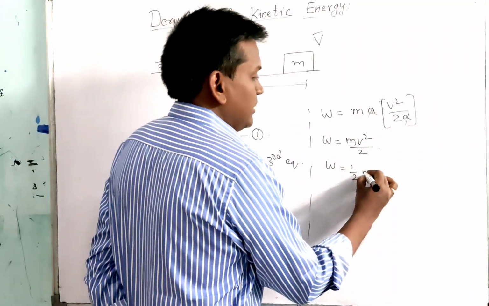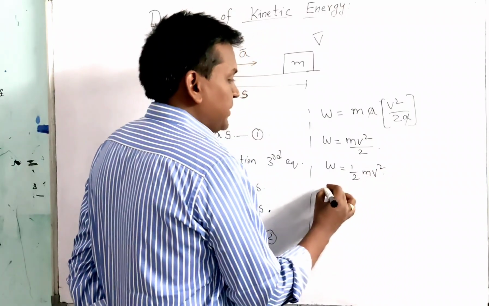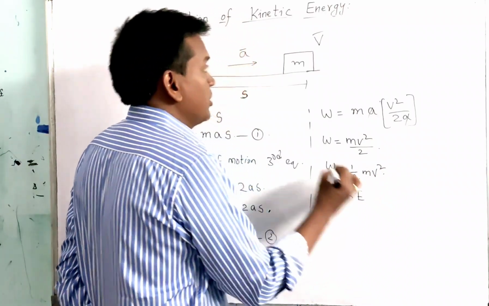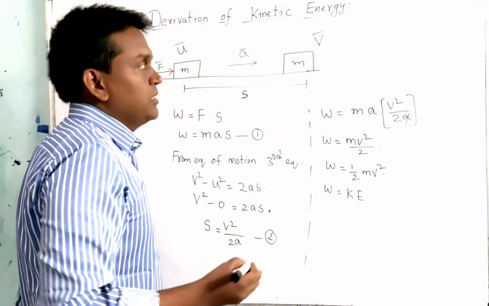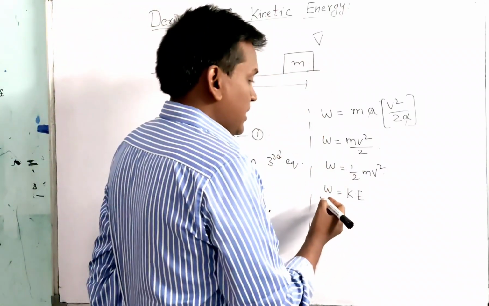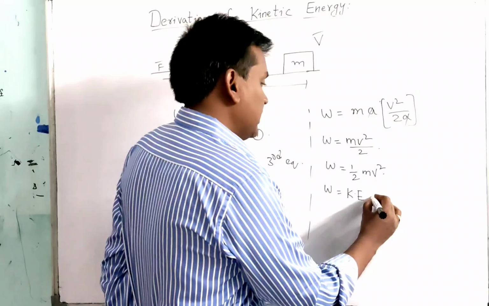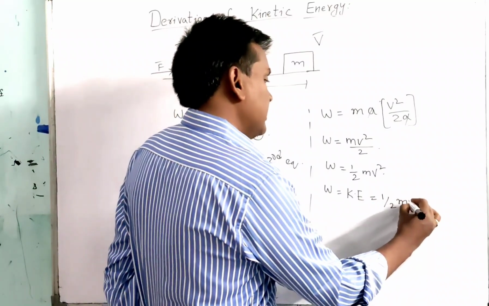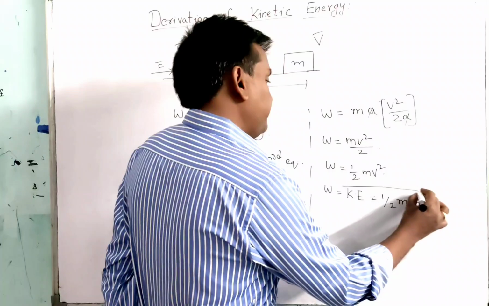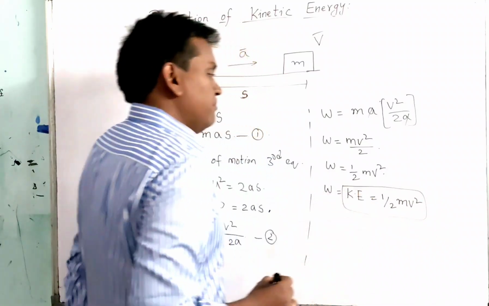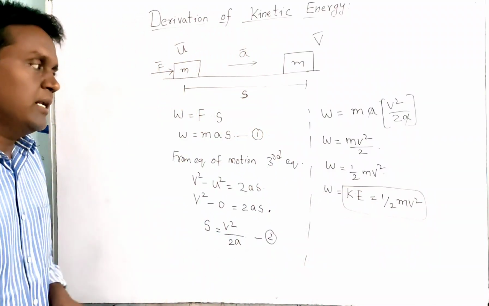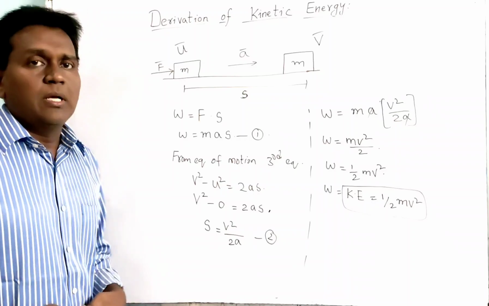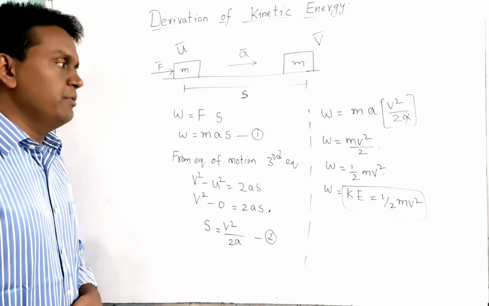or this can be written as half mv square. The work done by the body, as the body is in motion here, as it is displaced from one place to another place, will be equal to the kinetic energy. So the kinetic energy is half mv square. Kinetic energy acquired by a body, Ke equal to half mv square.